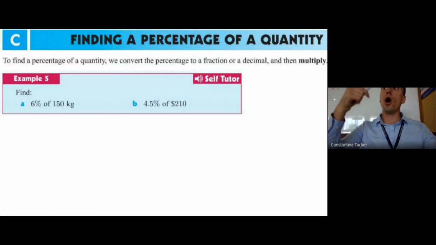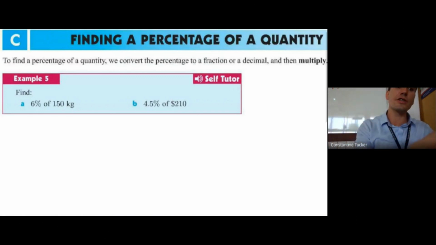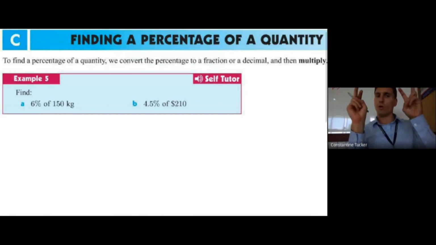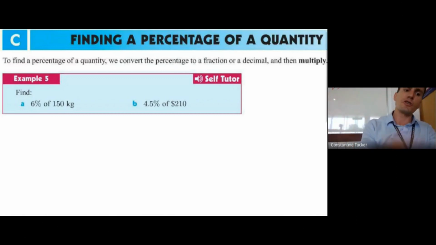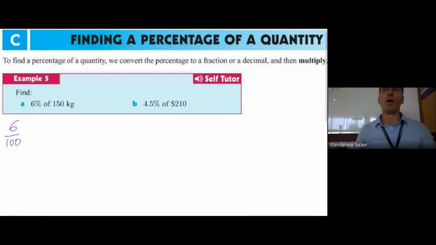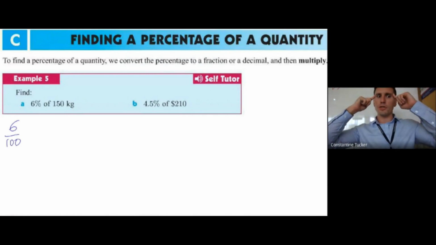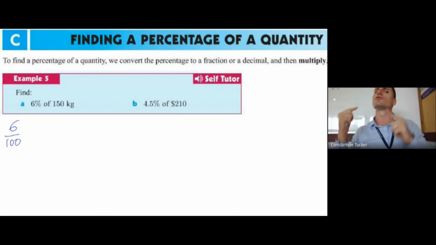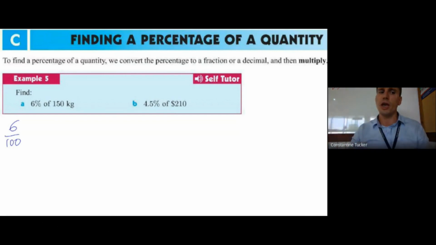6 over 100, right? 6 over 100. The percent already means over 100. So 6% means 6 over 100. But now, how would we use this method to work out 6/100ths of 150? So what would we change the of into?